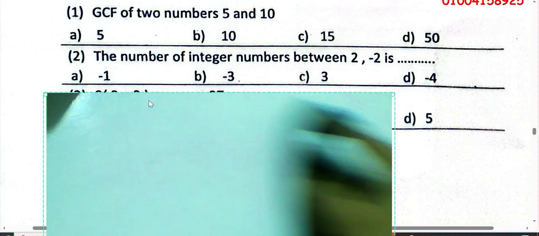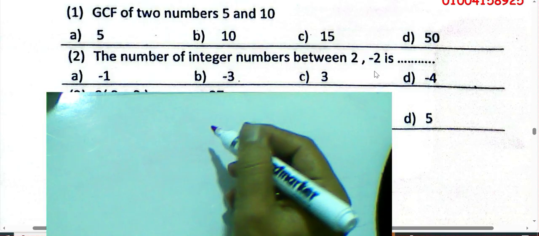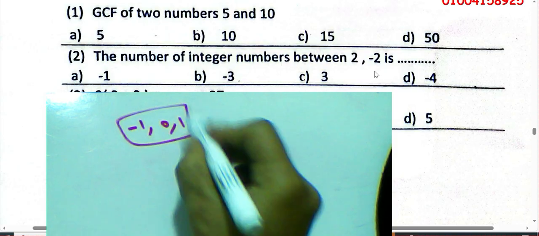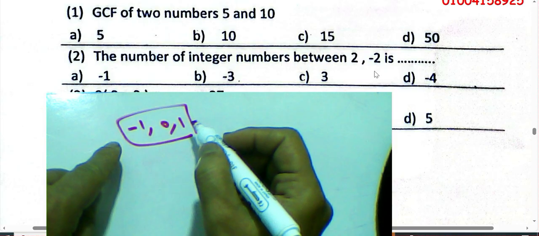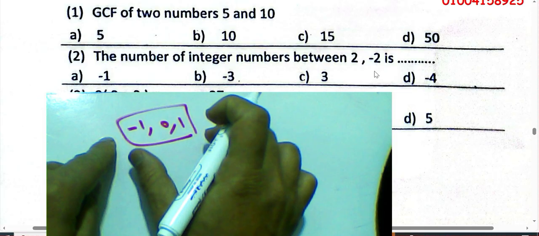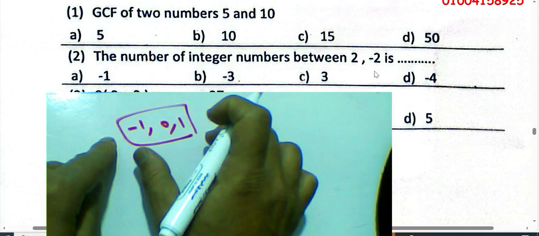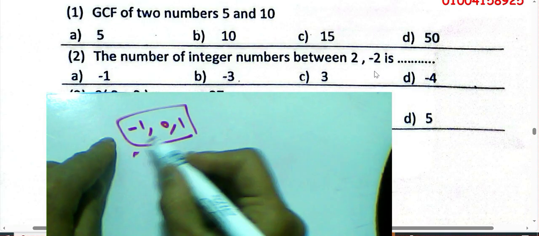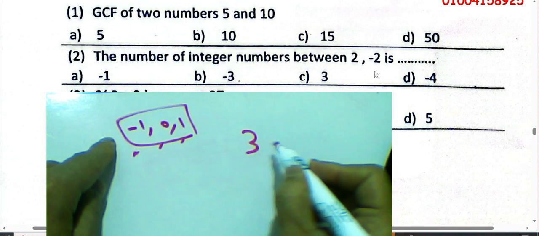Next question. The number of integers that lie between 2 and negative 2. We have negative 1, 0, and 1. These numbers lie between 2 and negative 2. Then we have 3 numbers. He asked here to count the numbers, the number of integers, how many? 1, 2, 3. Then the answer will be 3 numbers.